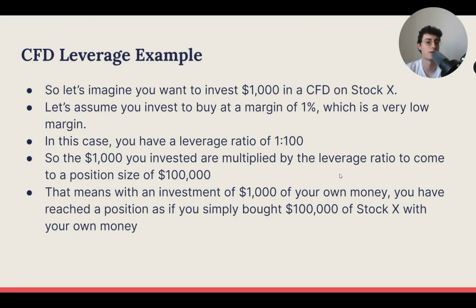Let's imagine you want to invest $1,000 in a CFD on stock X. Let's assume you invest to buy at a margin of 1%, which is a very low margin. In this case, you have a leverage ratio of 1 to 100. The $1,000 you invested is multiplied by the leverage ratio to come to a position size of $100,000. This means that with an investment of $1,000 of your own money, you've reached a position as if you simply bought $100,000 worth of stock X with your own money.